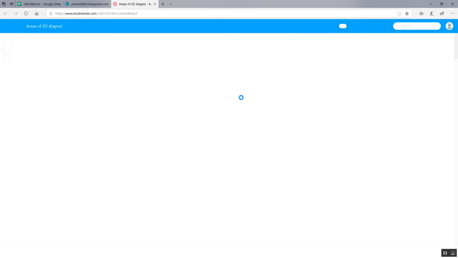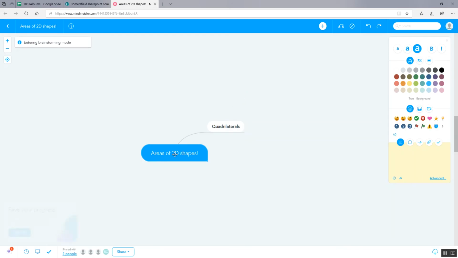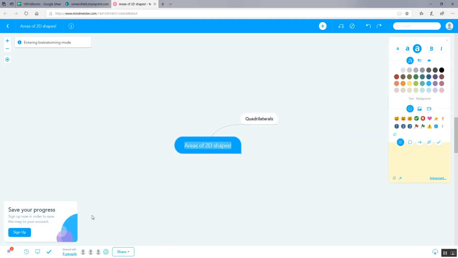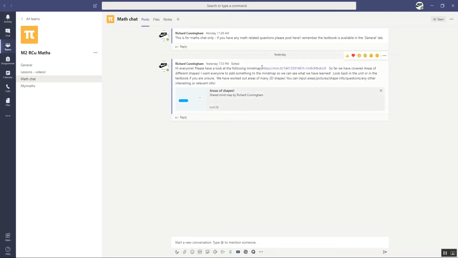it's a mind map to do with the areas of 2D shapes. So this is what I've put into it already. And what I want you to do is to add stuff to it, okay? So far we've covered areas of different shapes. I want everyone to add something to the mind map so we can see what we have learned, okay?